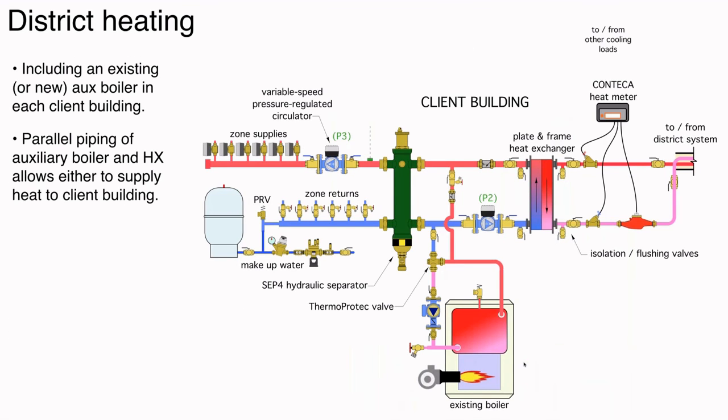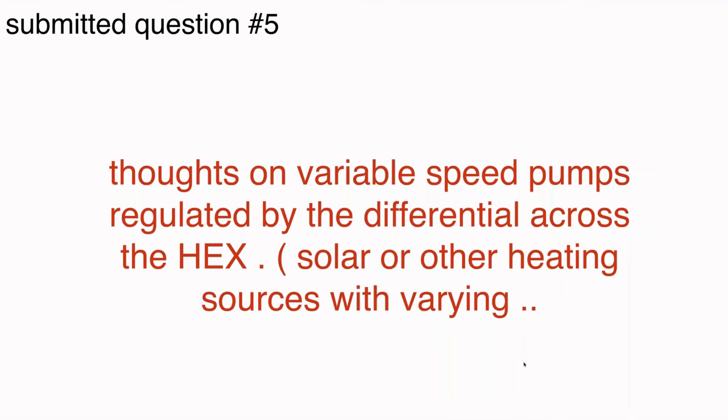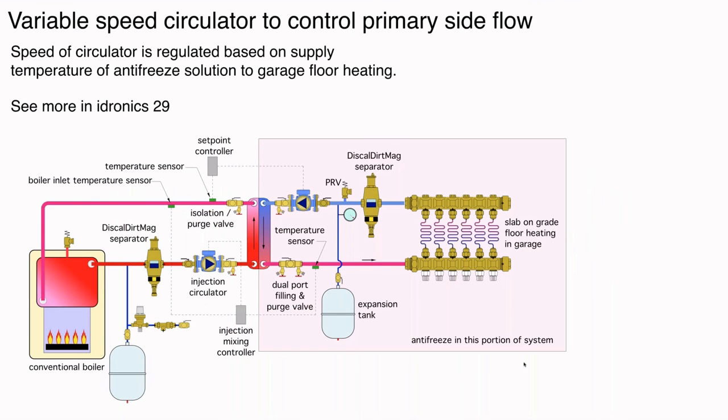All right. This same detail, adding a boiler in parallel with the heat exchanger. So if the central system, the district system, is insufficient to supply the load, the auxiliary boiler could kick in. And we're using a heat meter there to keep track of how much heat is coming in from the district system. All right. Another final question, thoughts on variable speed pumps. Real quick, we talked about that already.